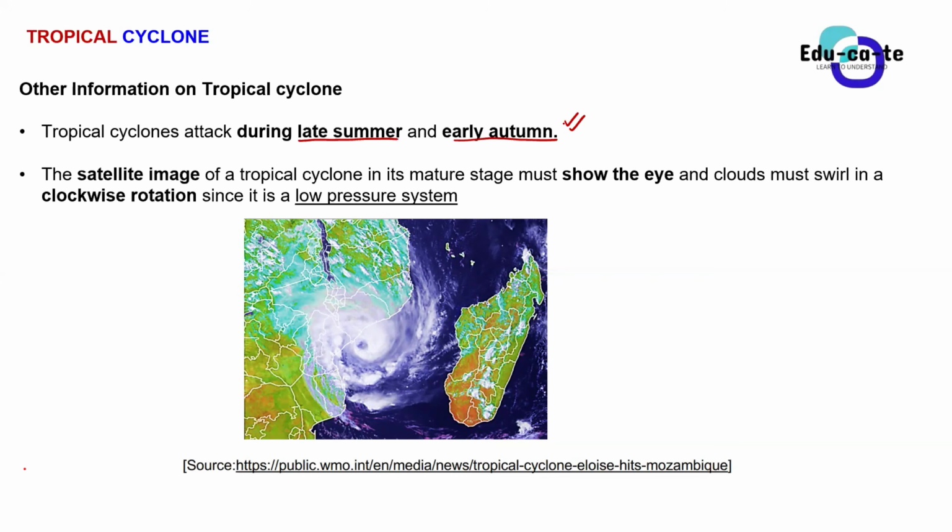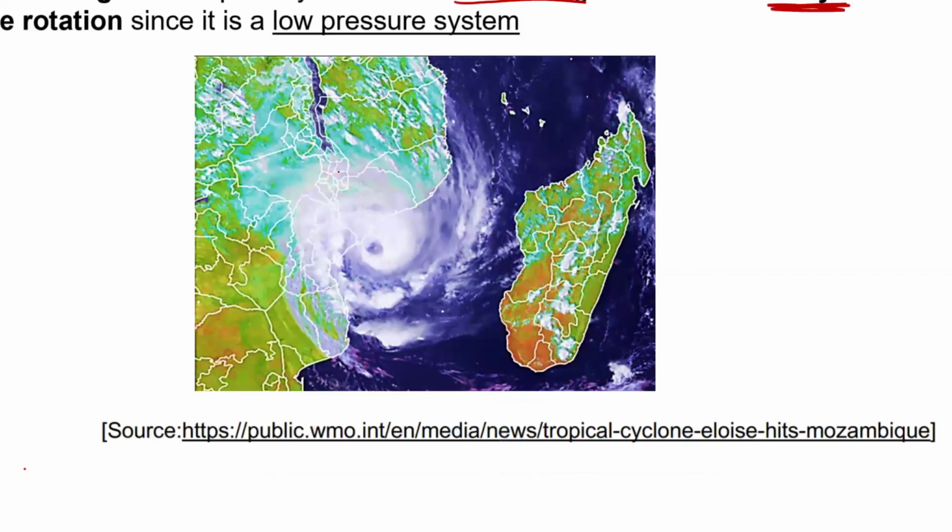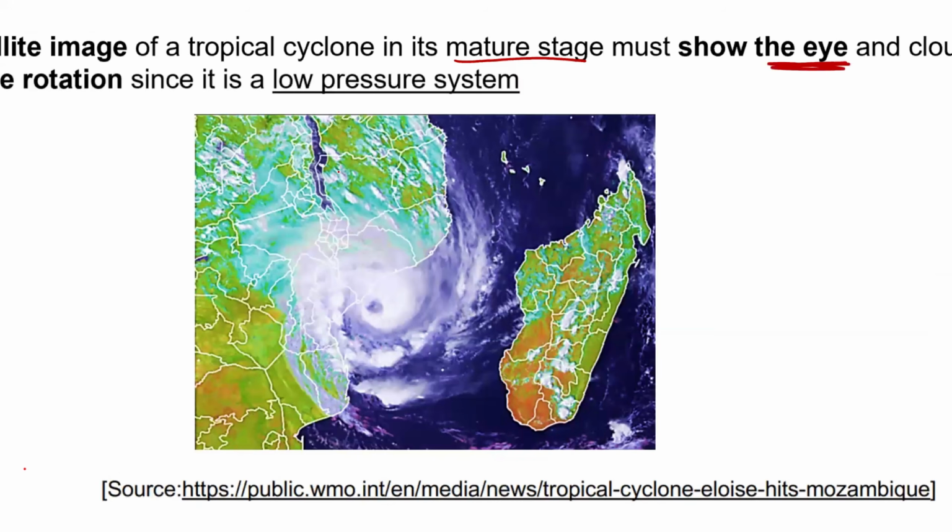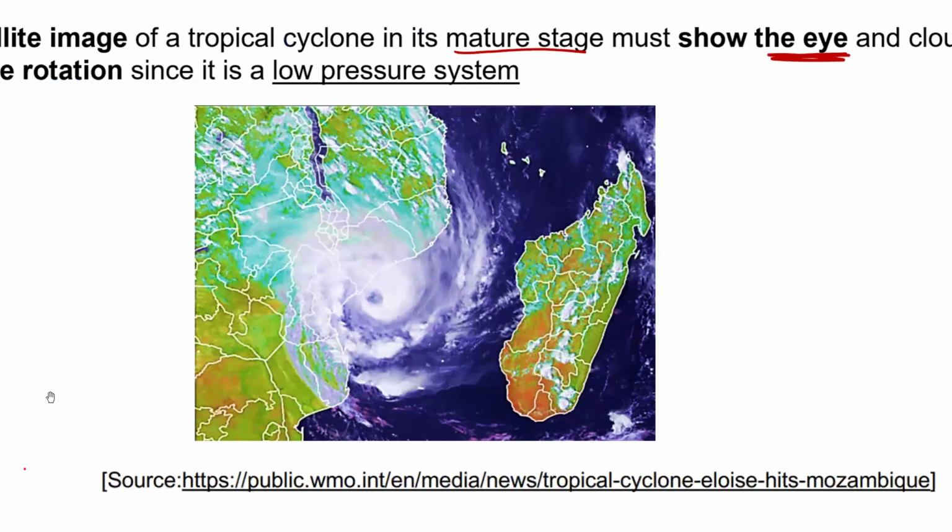Then the satellite image of a tropical cyclone: you need to be able to recognize that this tropical cyclone is in a mature stage using the satellite image. You must be able to see the eye of the tropical cyclone, and you must also see the clouds that are rotating in a clockwise direction. Let's zoom in. For example, this is our satellite image of tropical cyclone Gezani as it was moving over parts of Mozambique and KZN.